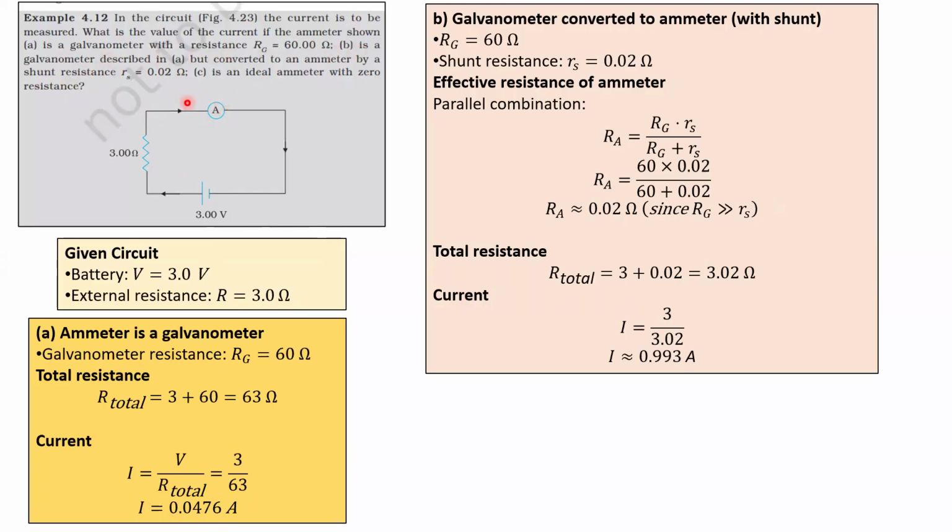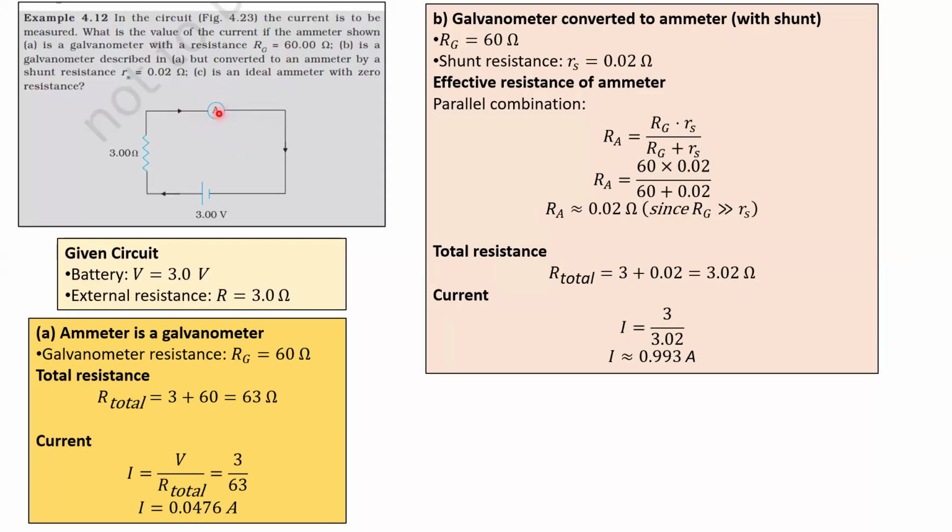The ammeter is the galvanometer described in A but converted into an ammeter by a shunt resistance of 0.02. It is converted into an ammeter by a shunt resistance. Okay, galvanometer converted to ammeter with a shunt resistance. Rg equal to 60 ohm, shunt resistance is 0.02. This 60 ohm is in parallel connection with 0.02 ohm. I hope it is clear. 60 ohm is in parallel connection with 0.02.